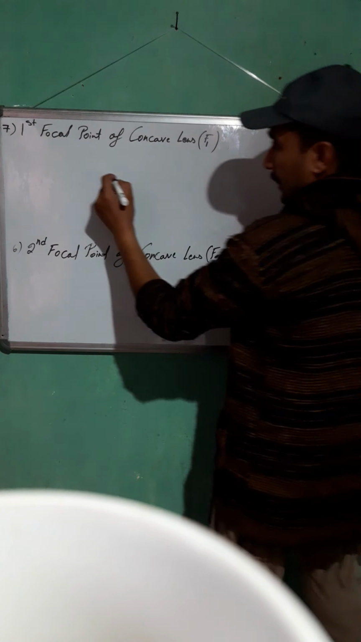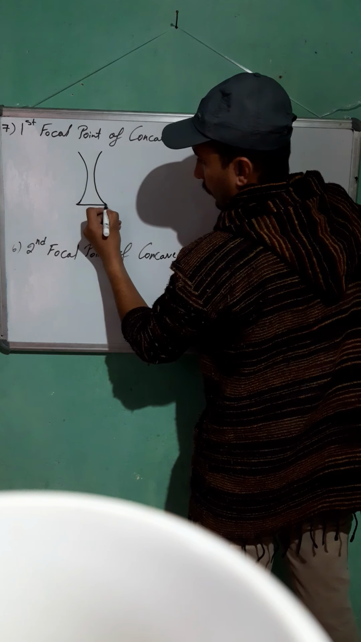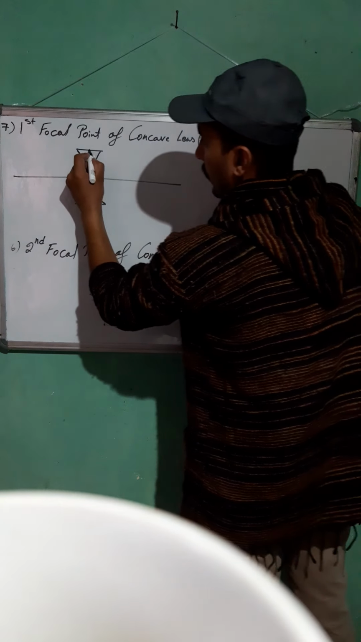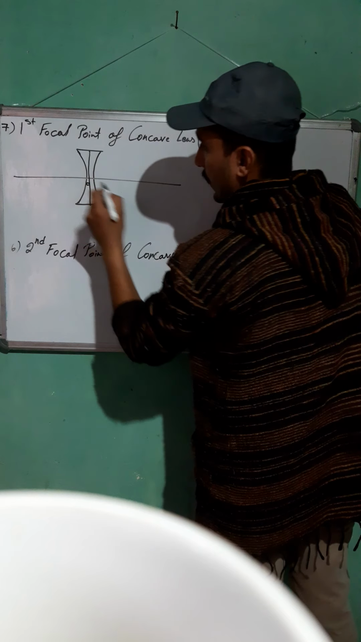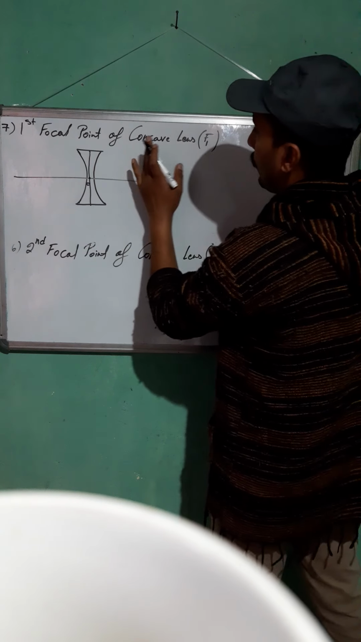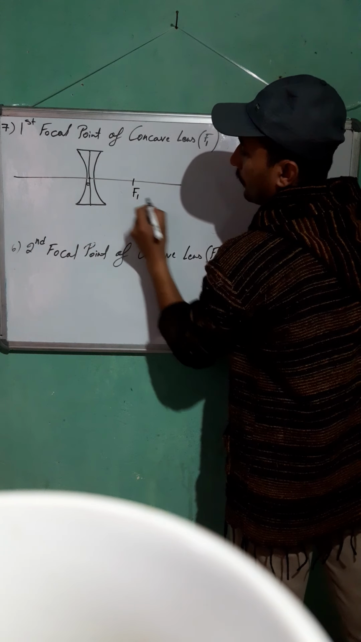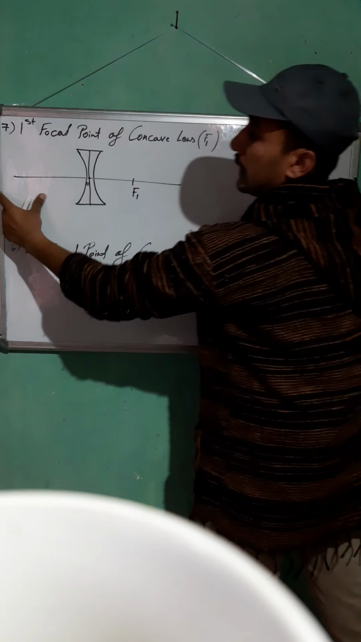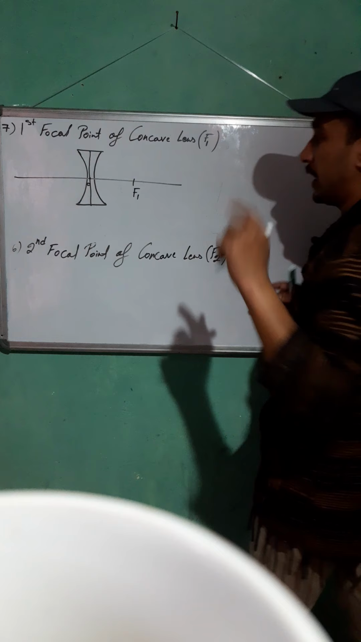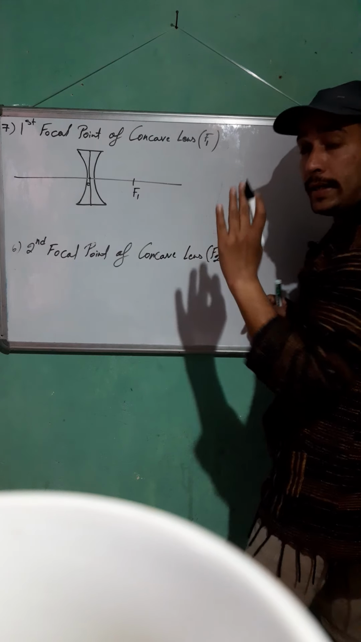So let me make the concave lens. This is the principal axis and here is the optical center. This center is called optical center. So first focal point of concave lens is a point on the principal axis of the lens. This is F1. For convex lens, F1 was this side, on left hand side. For concave lens, F1 will be on right hand side. Remember that one.